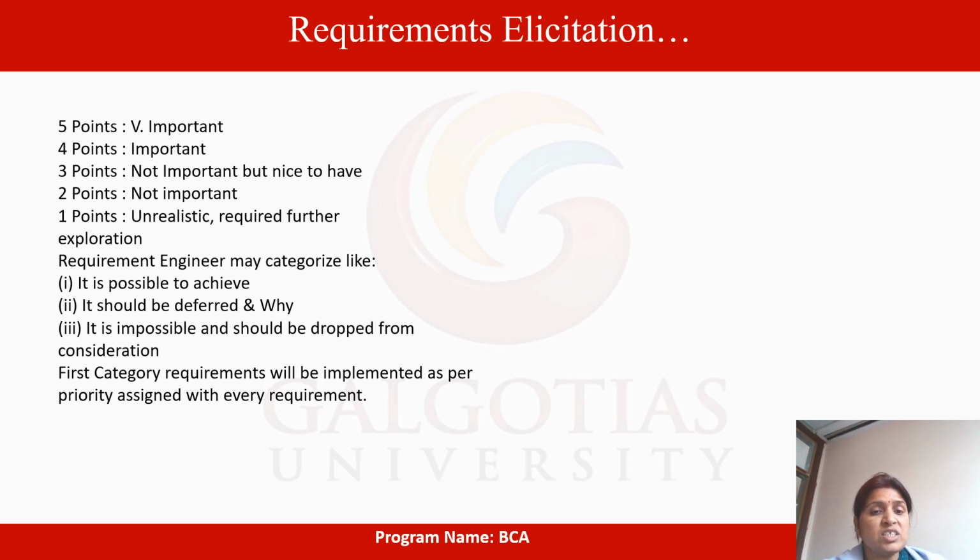So requirement engineering can categorize them like this: it is possible to achieve, it should be deferred, and it is impossible and should be dropped from consideration. First category requirements will be implemented as per the priority assigned to every requirement.